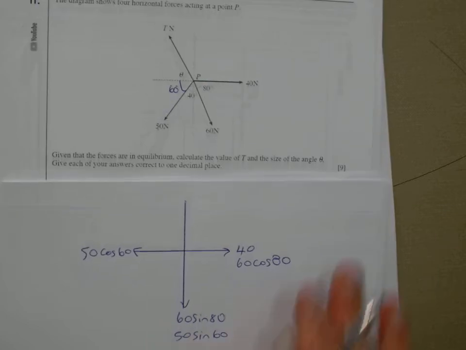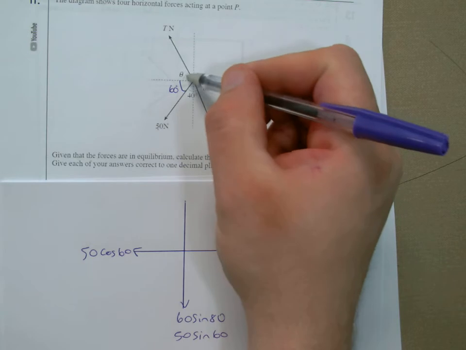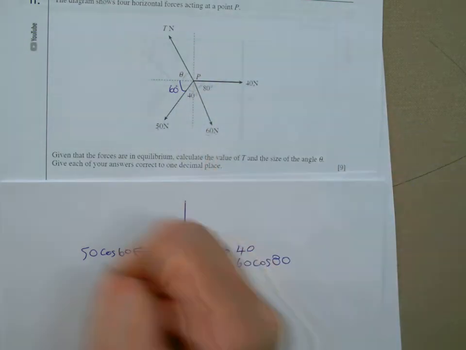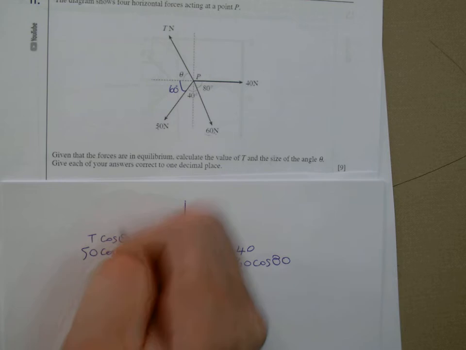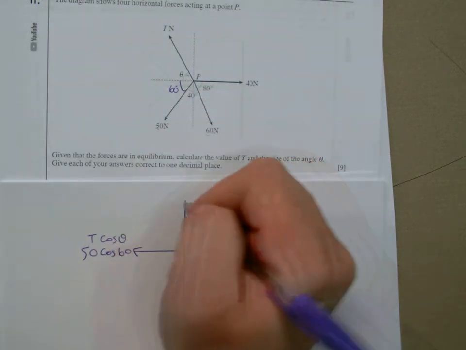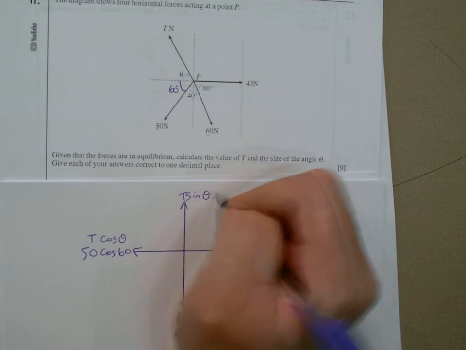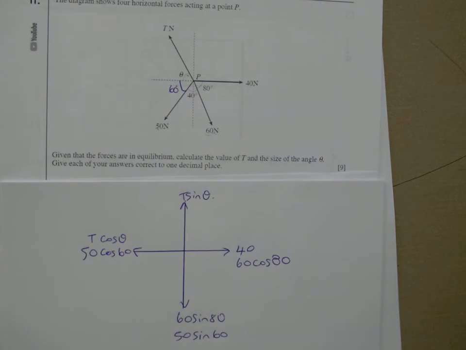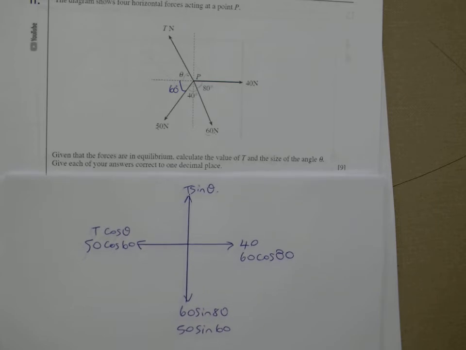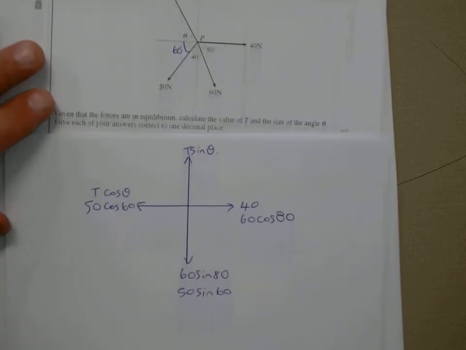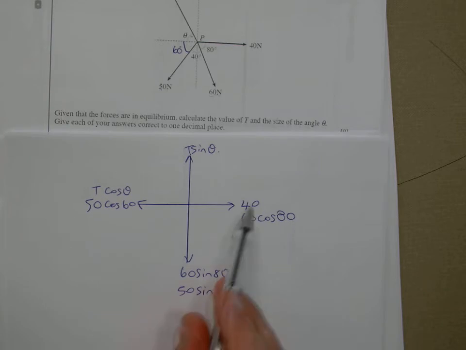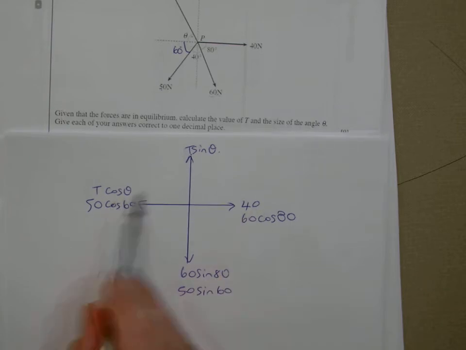Okay, and then with regards to the T, because this angle theta is there, it'll be T cos theta along here, and T sine theta along there. That's essentially what we've got. We don't know theta, so we've just got to write it like that. So the forces are in equilibrium. So what that means is that we can essentially say that the right equals the left, and then the up equals down, so to speak, the way I've set this up here.